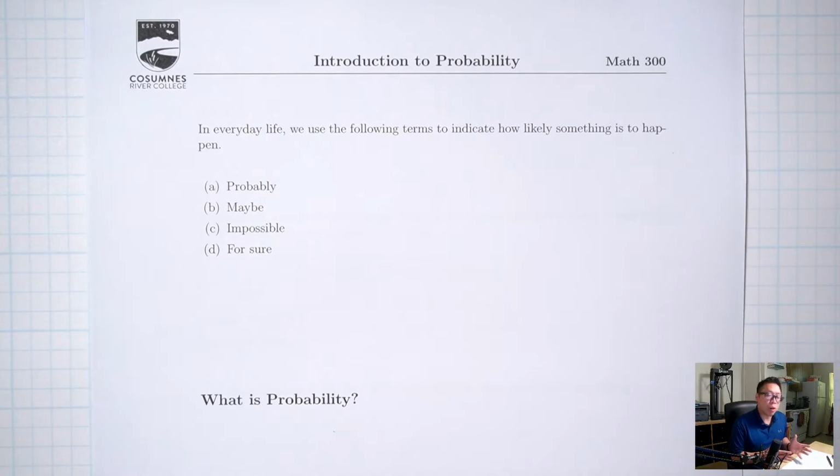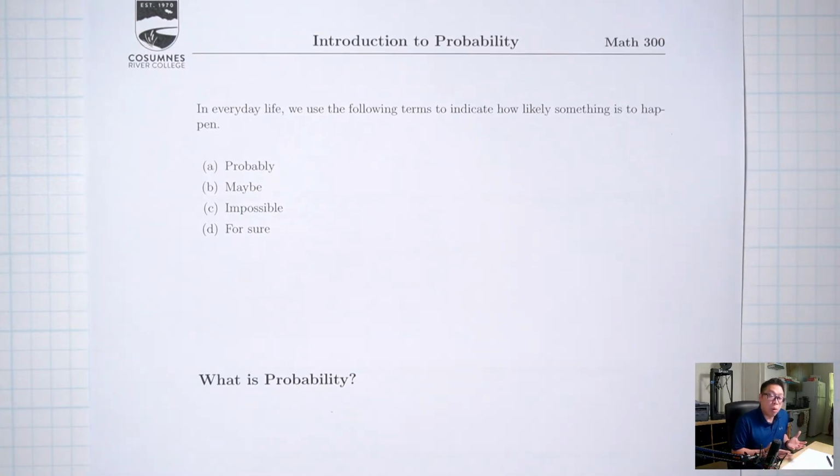So the problem with these terms is that they're not very precise. If you ask me if I'm going to go to the gym and I say, maybe, I'm probably not going to go. But if you say maybe, you might mean 50% chance you'll go, 50% chance you won't go. So these terms aren't very precise. To make them more precise, we're going to attach numbers to probabilities.